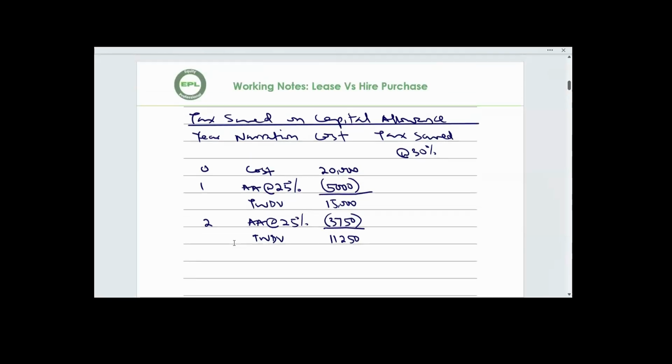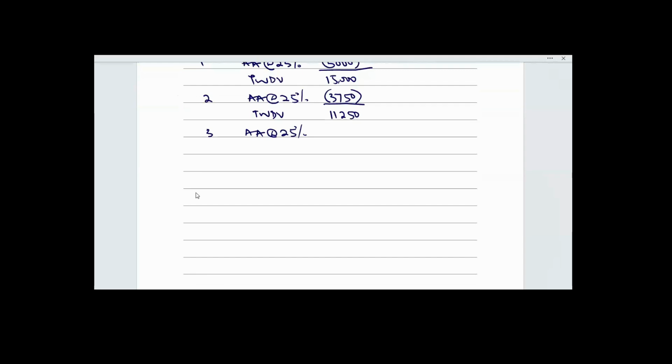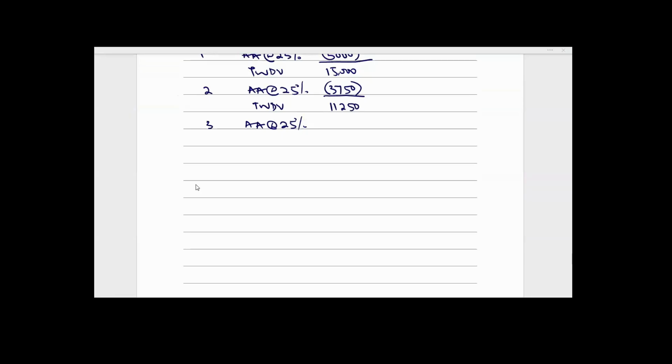Remember, this asset has 5 years life. So in year 3, annual allowance at 25% of 11,250 multiplied by 0.25, 2,813. Please, you have to use your calculator at your end so that you follow the way we are doing it. The difference would then be 11,250 minus 2,813, so 8,437. This is the written down value at the end of year 3.